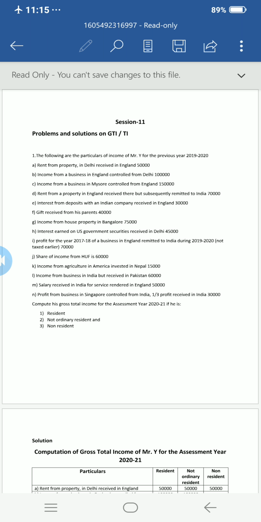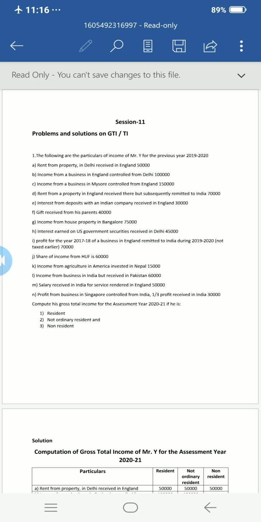Problem number 1. The following are the particulars of income of Mr. Y for the previous year 2019-20. First one, A. Rent from property in Delhi received in England, rupees 50,000. Income from a business in England controlled from Delhi, rupees 1 lakh. Income from a business in Mysore controlled from England, rupees 1 lakh 50,000.